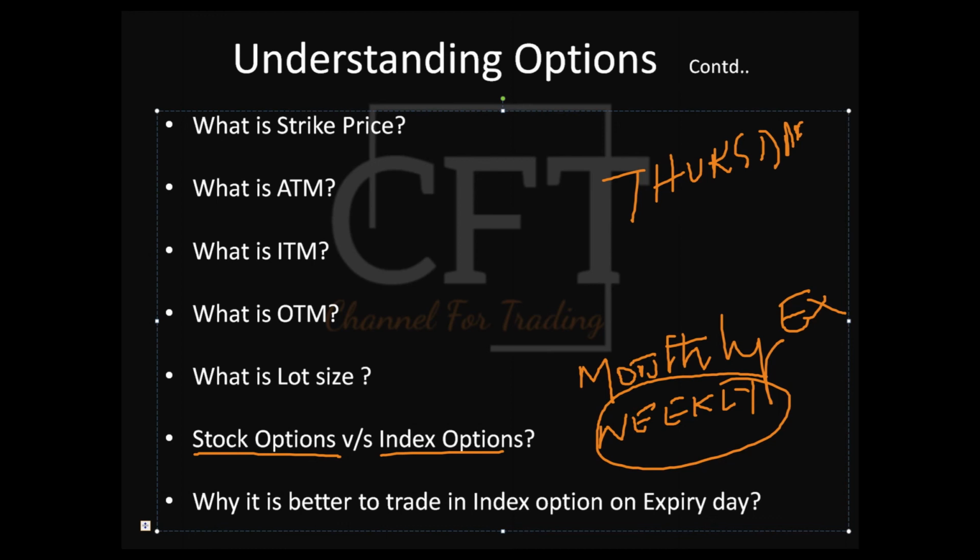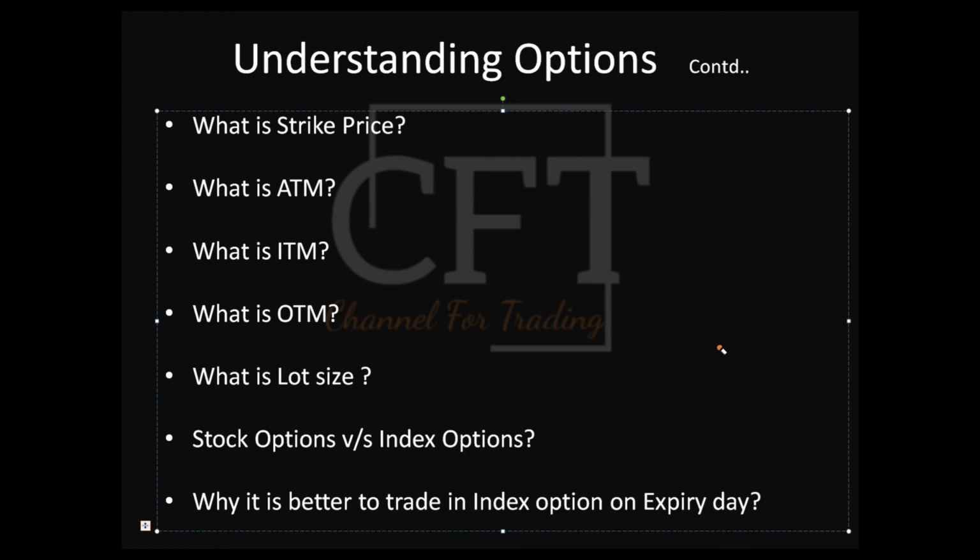If you choose the expiry date, you will get 31st also. You will get 24. You will get 17. Okay, so 17 is the next weekly expiry. The last one was 10th of December for this month, right? That's how it goes. So that is a basic difference between stock option and index option. And now, why is it better to trade in index options on expiry day?